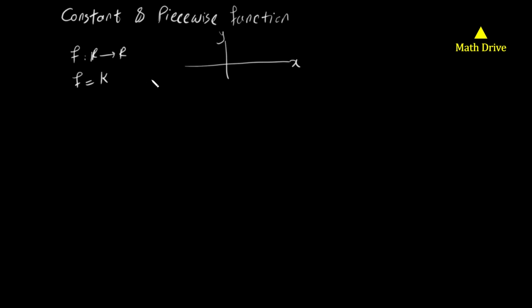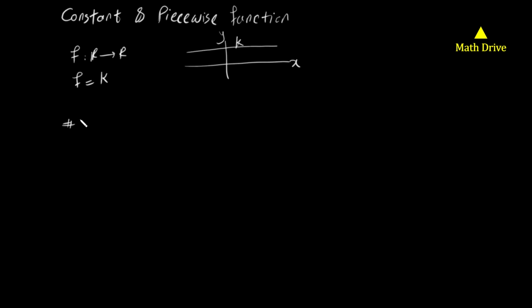For this example, we say k is positive. So for any x, it is going to be k. So this is a graph of a constant function. It's pretty simple. Now let's take a look at piecewise functions. A piecewise function is defined by multiple subfunctions such that the union of all subdomains is equal to the domain of the function. Now let's take a look at some examples.